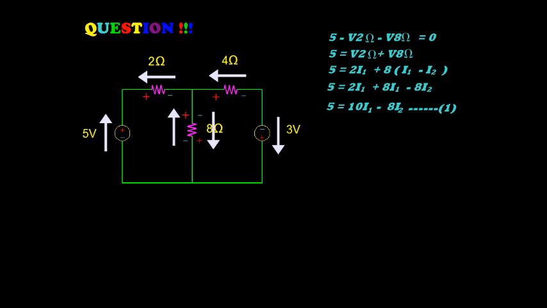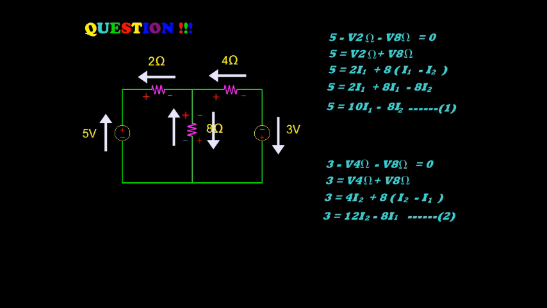From the second loop, the equation we obtain is 3 minus V4 ohm minus V8 ohm equals 0. The direction of the 3 volt source is against the direction of polarities of V4 ohm and V8 ohm. At the 8 ohm resistor, the imaginary current I2 is against the imaginary current I1, so it is 8 times (I2 minus I1). So, lastly, the solution for equation 2 is 3 equals 12 I2 minus 8 I1.